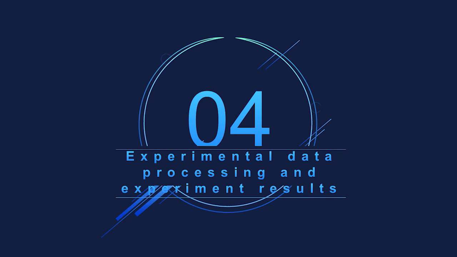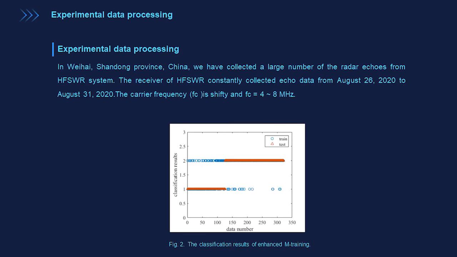In Section 4, we introduce related experiment results. In this experiment, we select 640 samples to train the enhanced M-training and obtain the overall classification accuracy between the C-clutter data and the data of target coexisting with C-clutter, which is 77.57%. The classification results are shown in Figure 2.